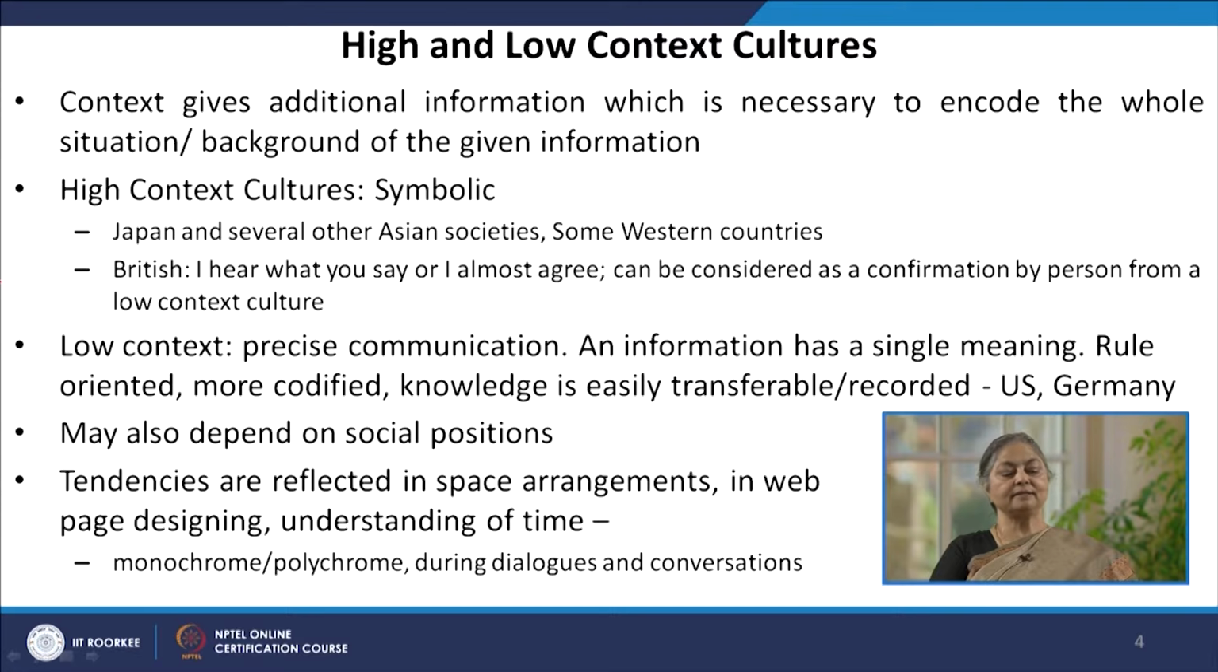In Hall's studies, he has commented that Japan as well as several Asian societies and certain Western countries are also under this group of symbolic cultures. He has quoted a very interesting example from the vocabulary which a British person can normally use. A British person may comment, "I hear what you say," or may also say, "Oh, I almost agree."